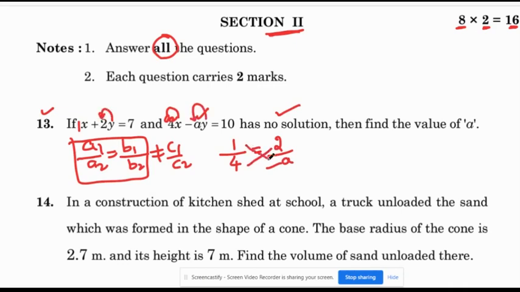Two fractions are equated, so we have to do the cross multiplication. So minus a into 1 is minus a, 4 2s are 8.